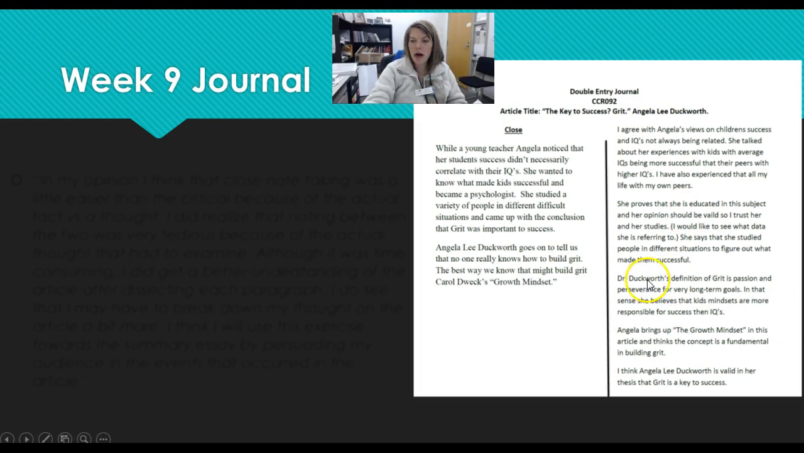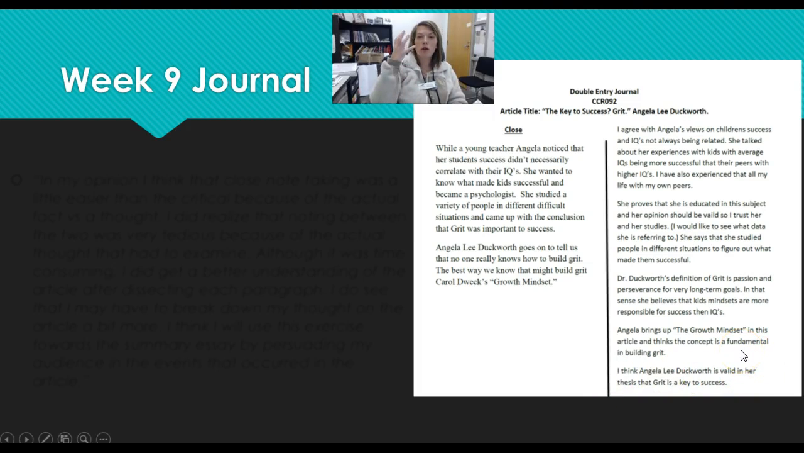I just want to point out, though, that these next 2 items are actually more close reading and should go on the left-hand side. So Duckworth's definition of grit is she believes that, she brings up in this article and thinks the concept is fundamental, etc., etc. So these are only things that Duckworth says, so they should actually go on the other side. But then again, we go back to this person's critical evaluation of those ideas. I think Duckworth is valid.